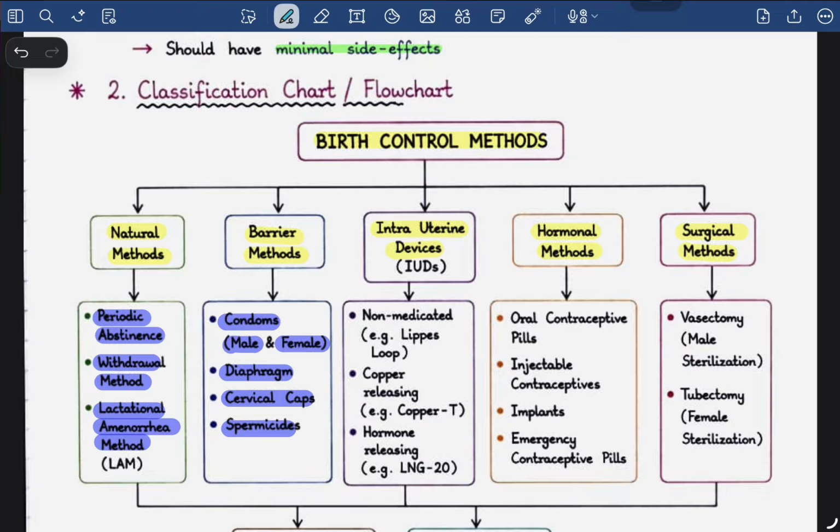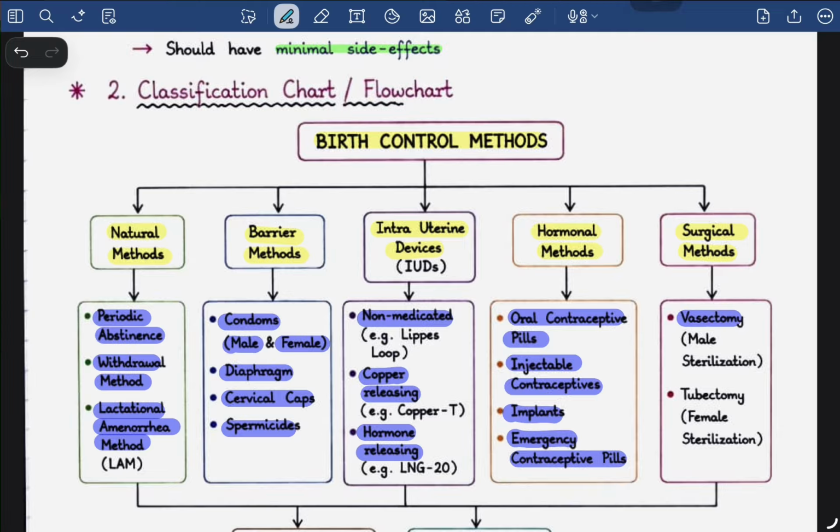In the barrier method, we will use a barrier so that the fusion of the sperm and ovum doesn't take place. In the intrauterine device, we will discuss non-medicated ones, copper releasing ones, and hormone releasing ones. There are examples, and we will discuss them once we move deeper into this topic. In the hormonal method, where hormones are used to control birth, we have oral contraceptive pills, injectable contraceptives, implants, and emergency contraceptive pills.